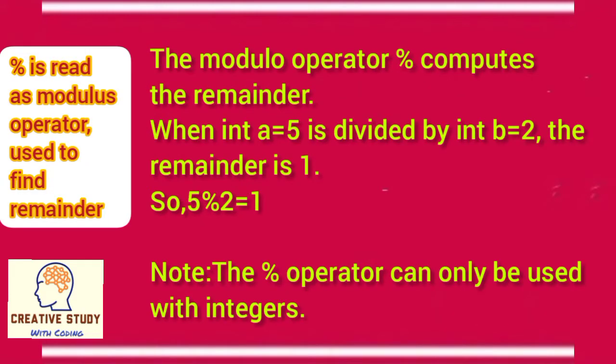The modulo operator percent computes the remainder. When int a equal to 5 is divided by int b equal to 2, the remainder is 1. So when we have to find out the remainder, we have to use percent, like 5 modulus 2 gives the answer 1. The modulus operator percent is used to find out the remainder, and it can only be used with integers.